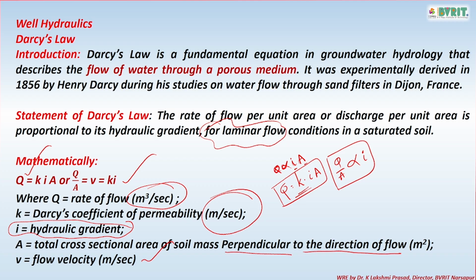Finally, what is Darcy's law? The rate of flow per unit area, or the discharge per unit area, is proportional to the hydraulic gradient, or Q is equal to KIA, where Q is the discharge in meter cube per second, K is the coefficient of permeability in meters per second, I is the hydraulic gradient, and A is the cross-sectional area of the soil mass perpendicular to the direction of flow.